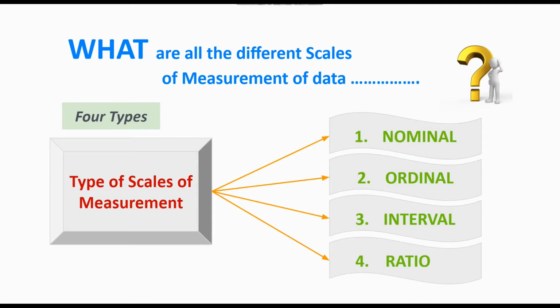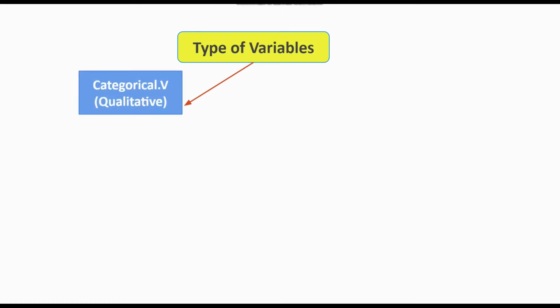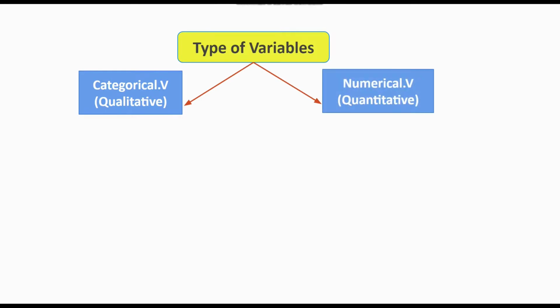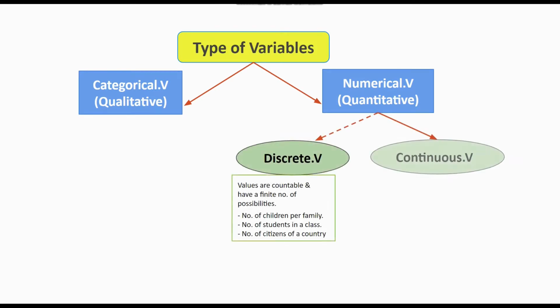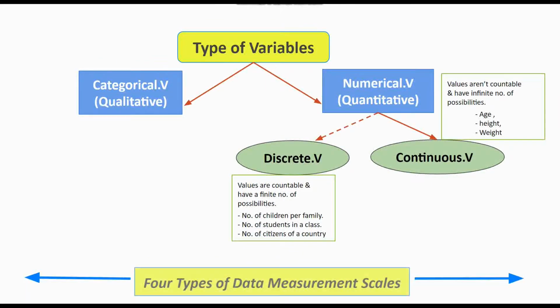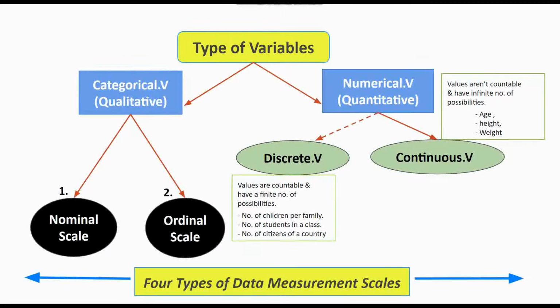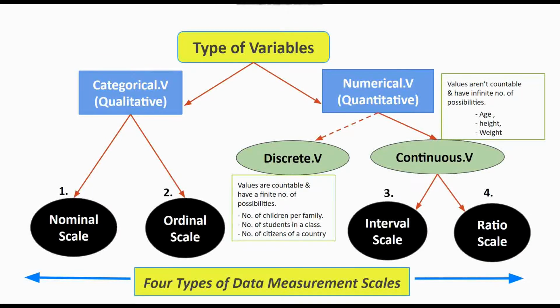So before we go into detail, I would like to give you an overview of these scales based on the type of variables. So we all know we have a categorical variable, the qualitative, and the next is a numerical, the quantitative variable. For a quantitative variable, we have discrete and continuous. For those who don't know the definition, you can see here with some examples also. So for measuring categorical variables, we use nominal and ordinal scales. And for numerical variable measurement, we go for interval and ratio scales. So let's see the scales one by one.